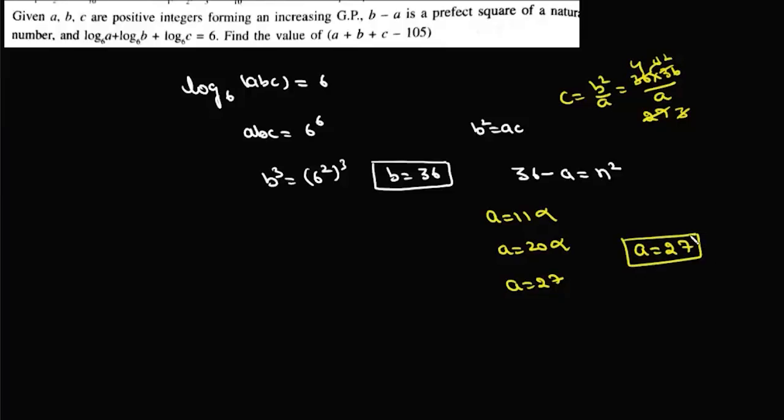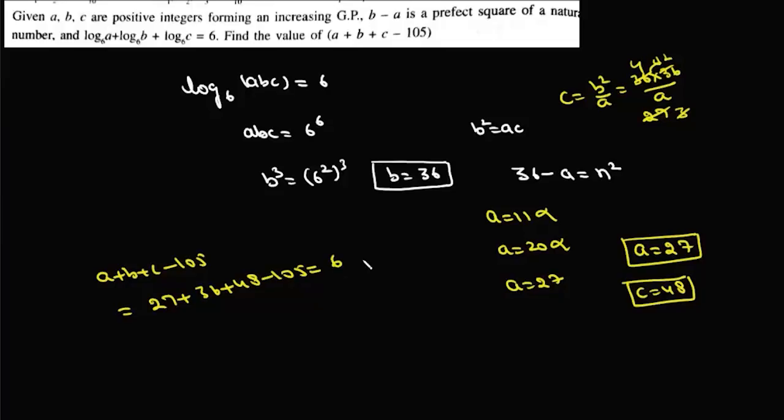Now A is 27, B is 36, and C is 48. We need to find the value of A plus B plus C minus 105. This is 27 plus 36 plus 48 minus 105, which is 6. So the answer to this question is simply 6.